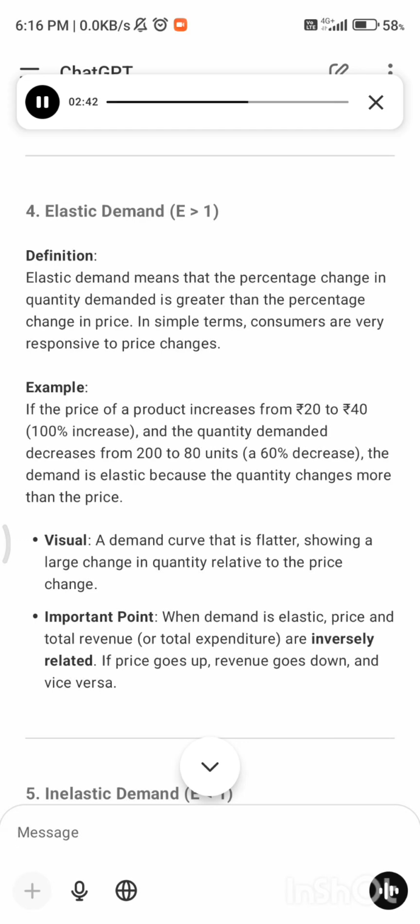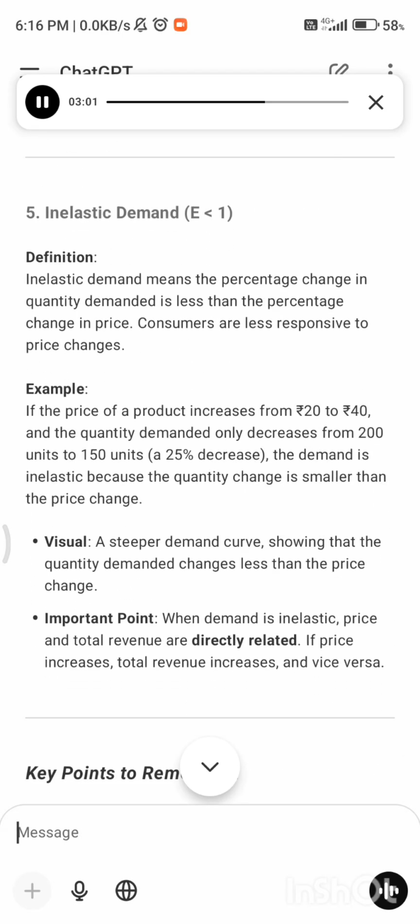Visual, a demand curve that is flatter, showing a large change in quantity relative to the price change. Important point: when demand is elastic, price and total revenue or total expenditure are inversely related. If price goes up, revenue goes down, and vice versa.